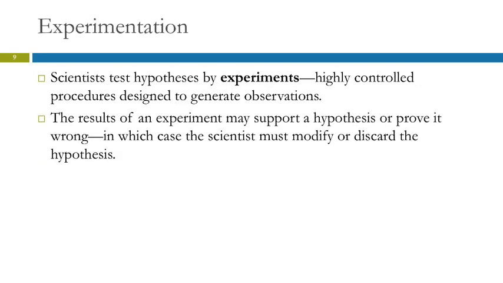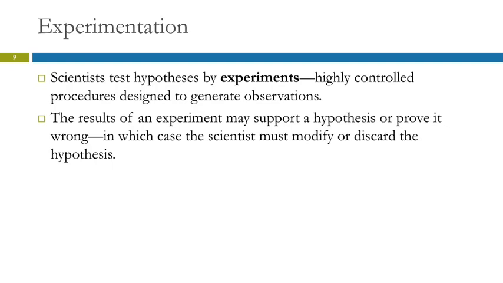After we have the hypothesis, we test the hypothesis using an experiment. An experiment is a highly controlled procedure. There are things called variables. The temperature, the amount of light, all kinds of different things, and we try to control the variables. We try to control all the different things and do this procedure, this experiment, to see if what we theorize is correct. The results of the experiment may support the hypothesis or it may prove it wrong.